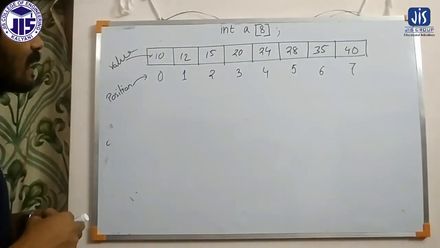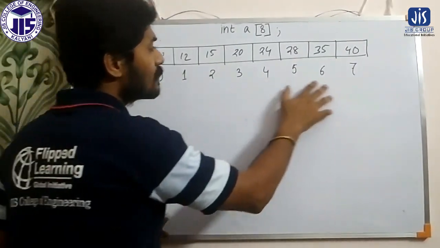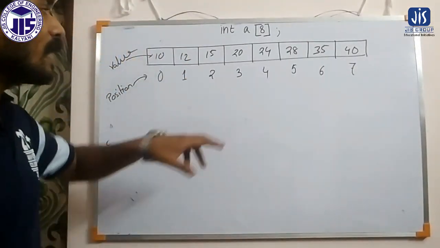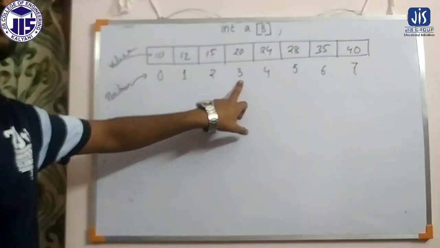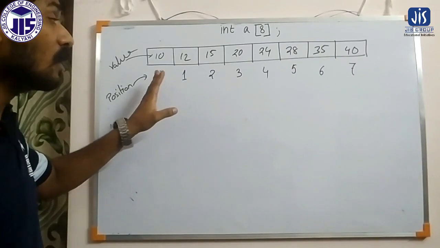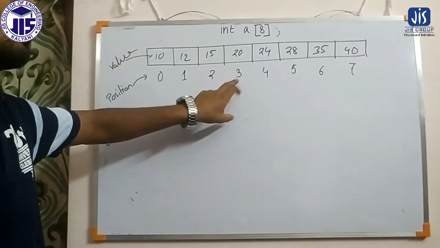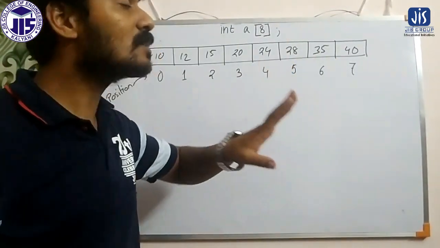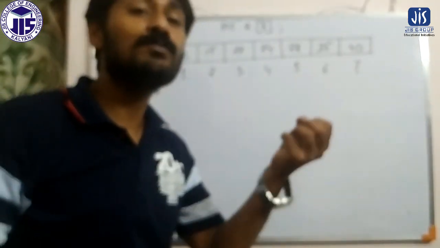Inside the array we have the values, and this represents the position of the values in the array. If we ask what is the position of 20 in the array, the position of 20 is 3, as we start counting from 0. What is the position of 35 in the array? It is 6. That is the way we represent the elements in the array. The elements are represented by their position.